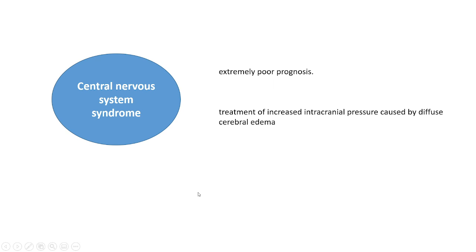Then moving on to central nervous system. Basically, these patients have very poor prognosis. These patients have very high dose radiation exposure, mainly more than 20 grays. And the symptoms are basically because of increased intracranial pressure and diffuse cerebral edema. So these patients should be dealt with under palliative care.